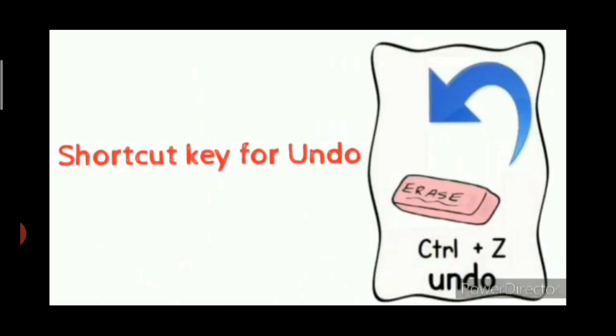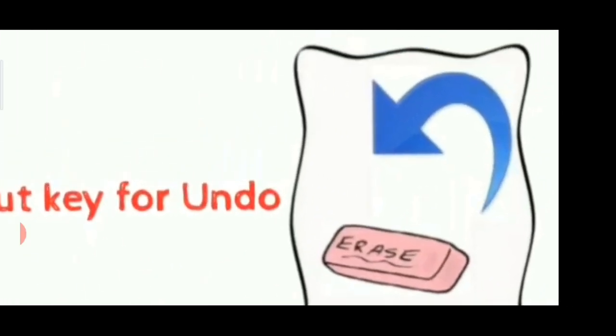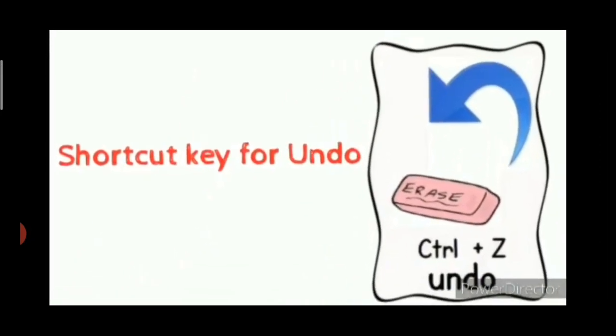And can you see this arrow? This left side arrow is used to undo. Okay, so which shortcut key do we use for undo? Control plus Z we use to undo any action. Understood? That means we have to press the Control button and the Z button at the same time.